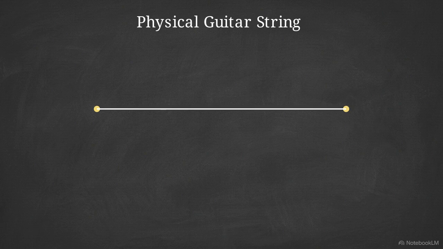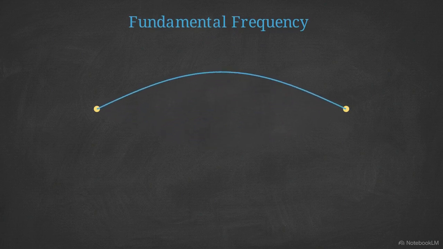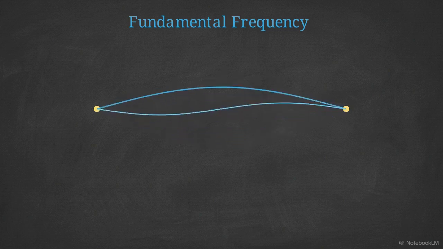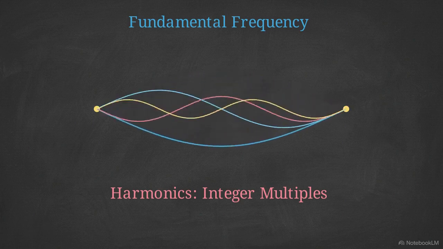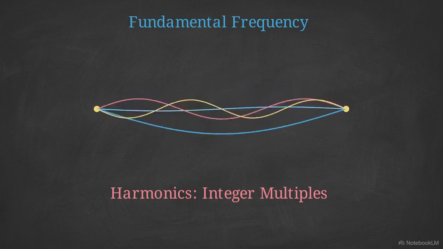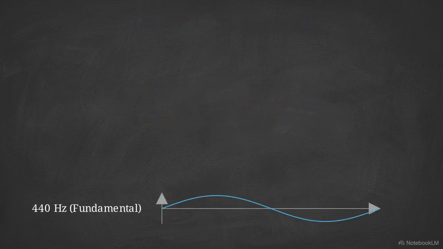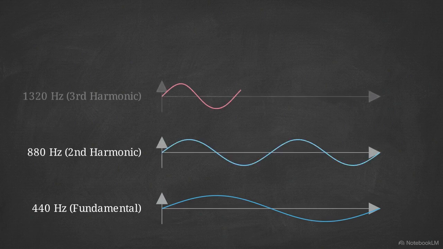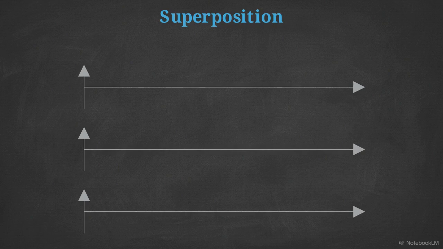Unlike a tuning fork, a physical guitar string never vibrates at just one fundamental frequency. While the entire string swings in a single large arc, other vibrations are happening simultaneously. The string also vibrates in halves, thirds, and fourths. These subdivisions create higher pitches that are exact integer multiples of the fundamental frequency. We call these harmonics. If the string plays an A4 note, the fundamental frequency is 440 Hz. Stacked perfectly on top of that are harmonics vibrating at 880 Hz, 1320 Hz, and 1760 Hz.